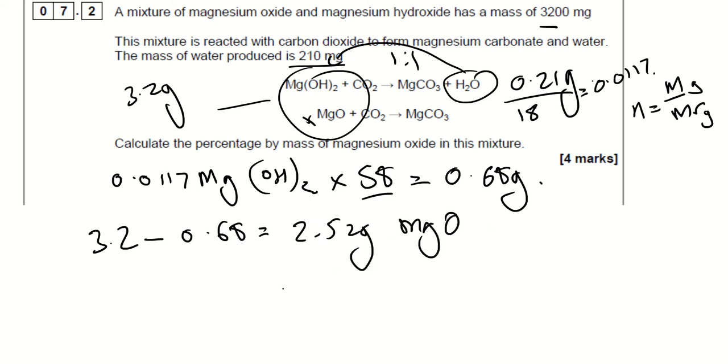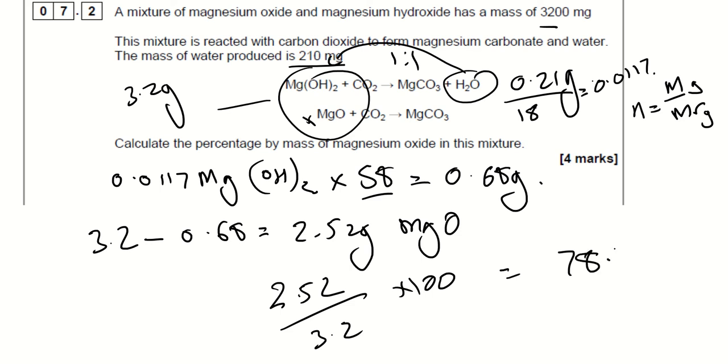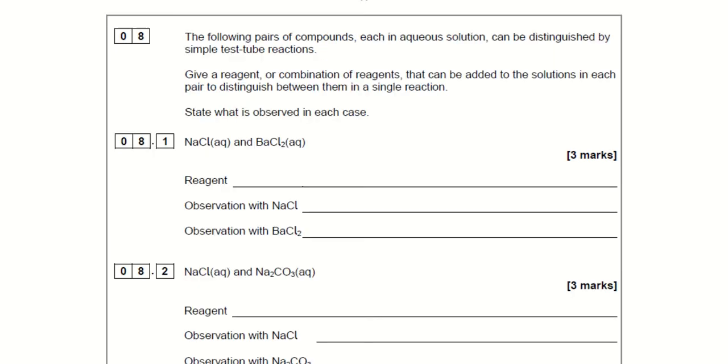So I just do a simple percentage then. The 2.52 over the 3.2 times 100 tells me that I've got about 78.7% of that substance is magnesium oxide.